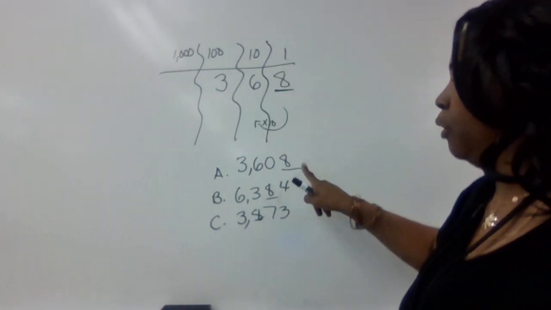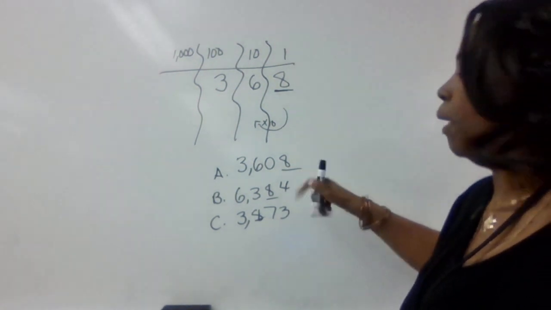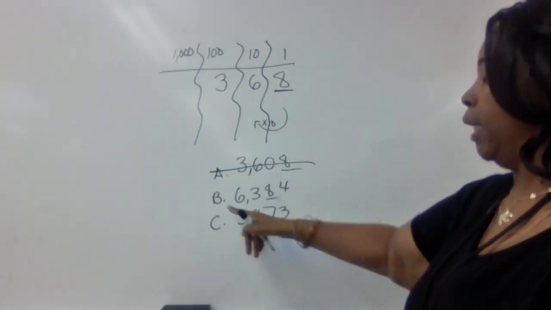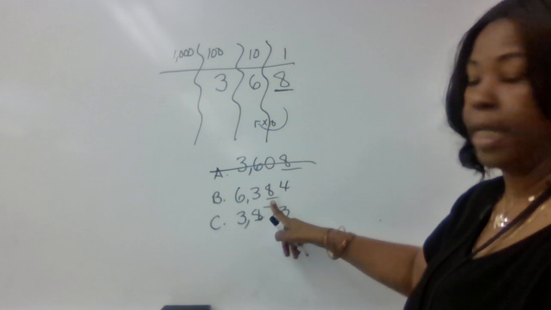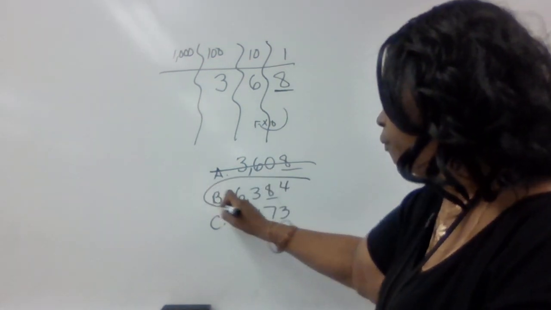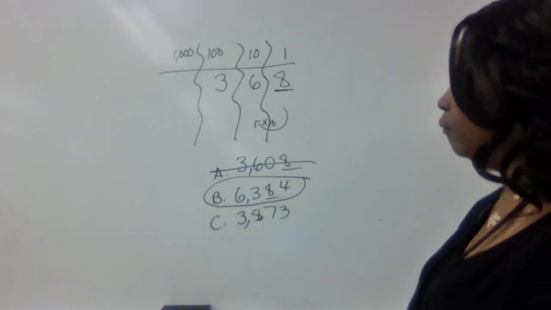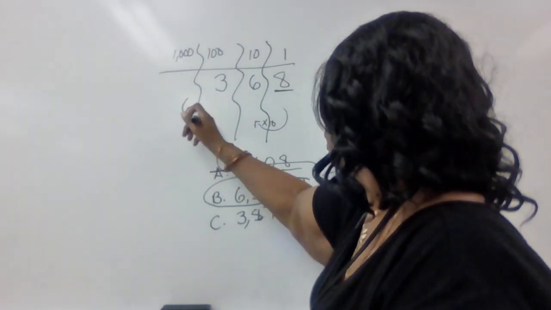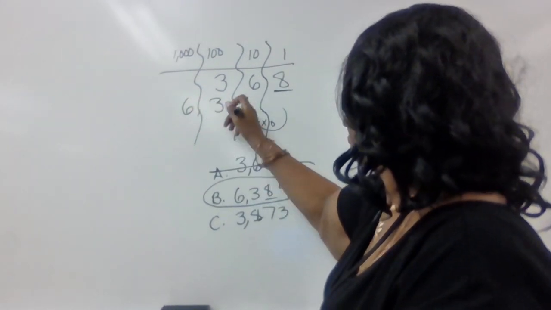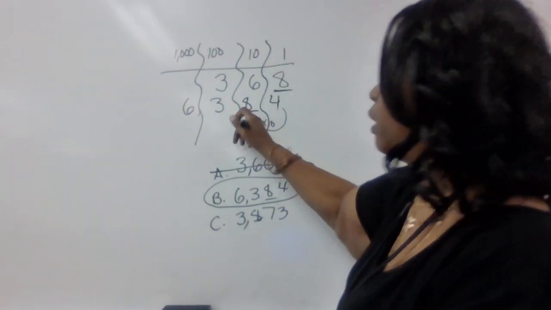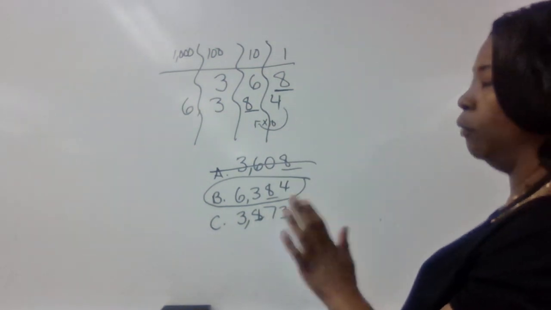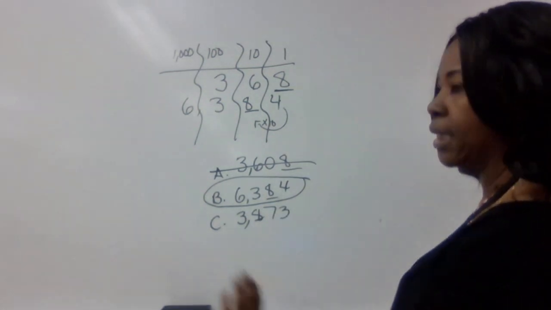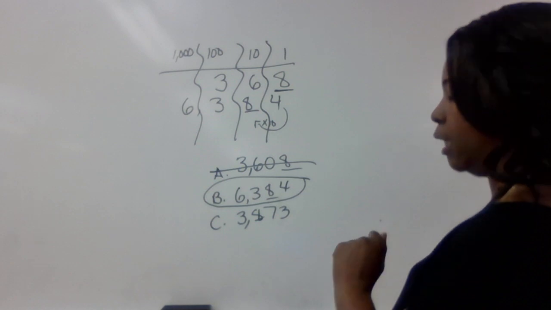Can it be this one? No, because this 8 is in the 1 spot. It didn't move. Can it be this one? Oh, it's in the tens place. This is our answer. Okay, so it'll be 6,384. Remember, we're only focusing on the 8s. That's 10 times more, and that will be the 8 in the 10 spot.